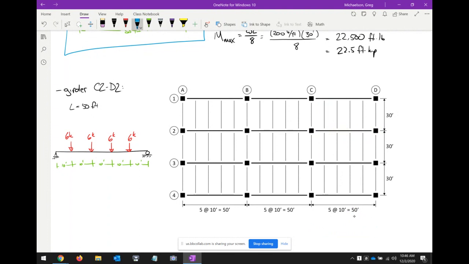Now, just to make sure everybody's paying attention, and I want to show you something pretty slick. Can somebody tell me what the reactions are going to be for these girders?